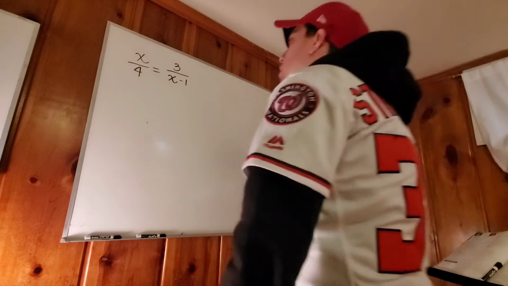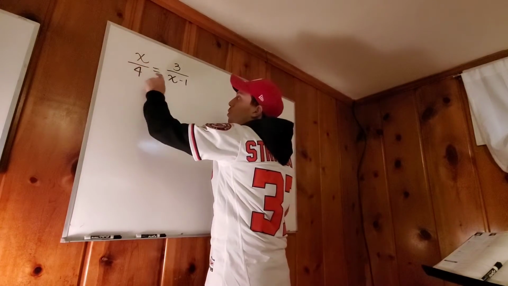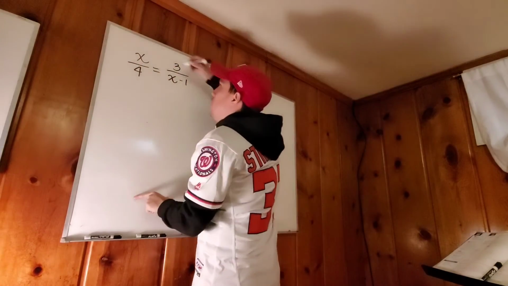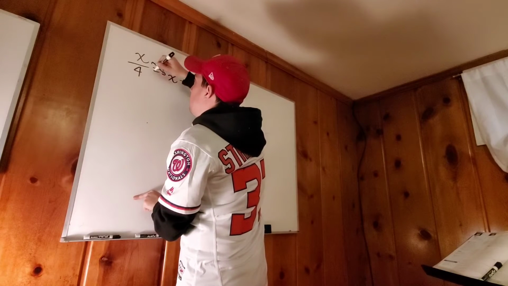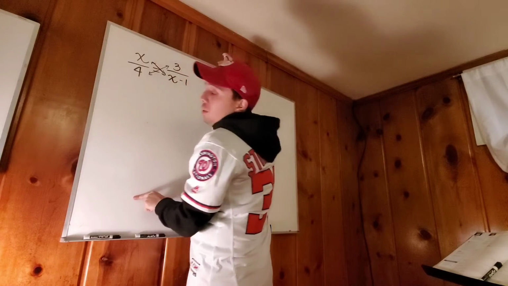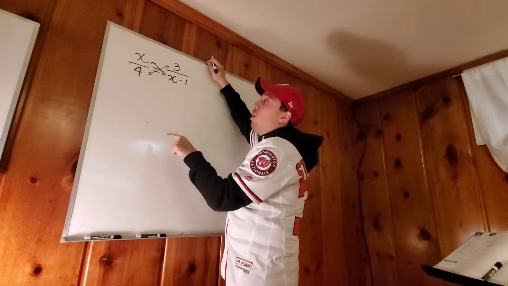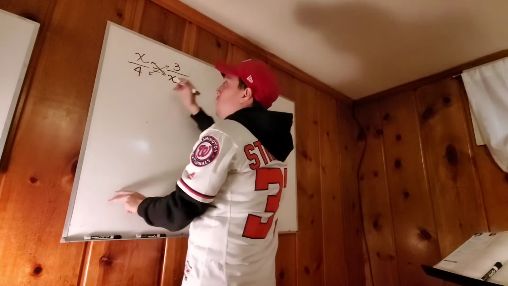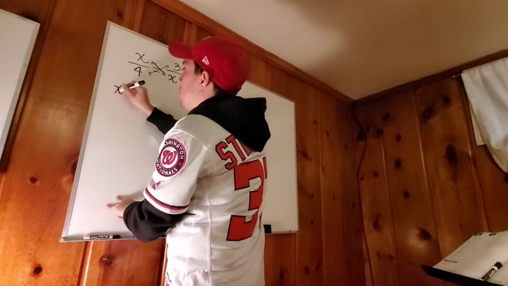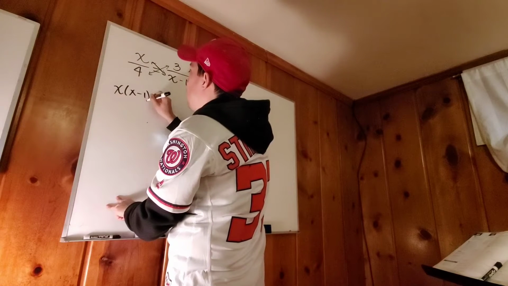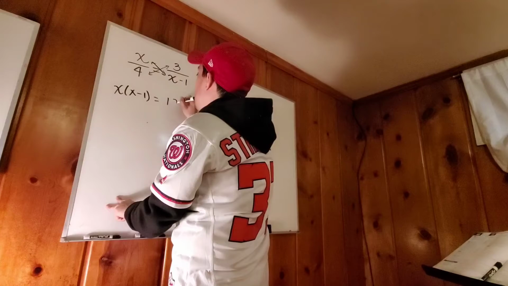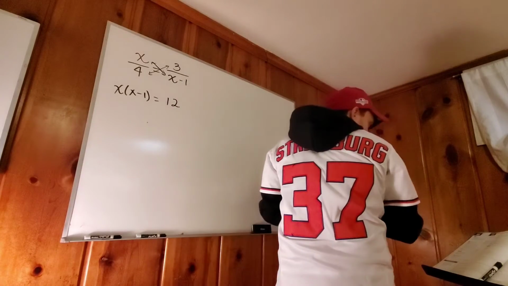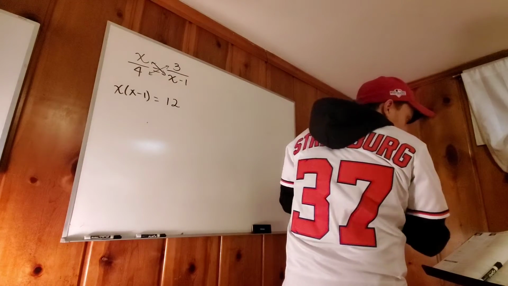All right, so the second example, we have x over 4 equals 3 over x minus 1. Again, we're going to do cross multiplication. By the way, this is not the second example. This is first example, second part, 1b. And so we're going to multiply x times x minus 1 and 4 times 3, which is 12. That is right off the bat.